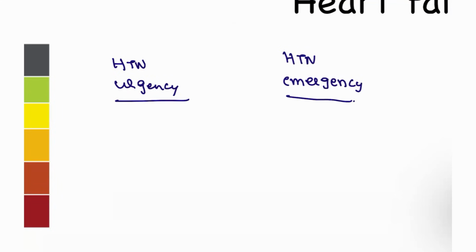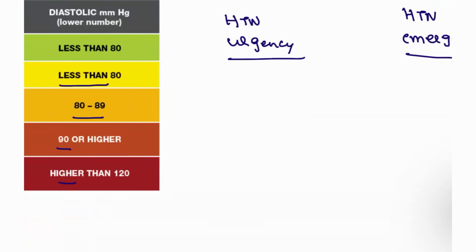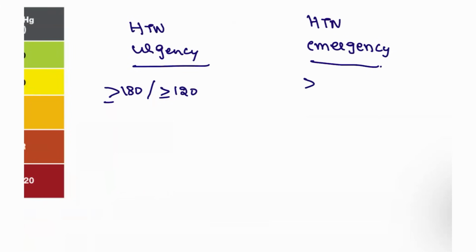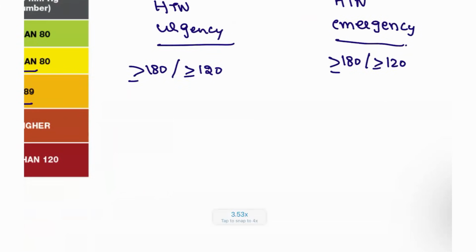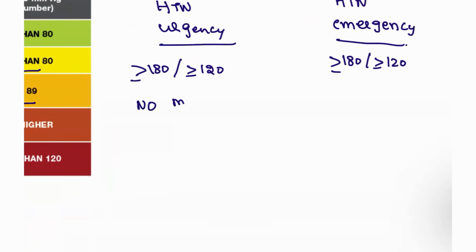So what is meant by hypertensive urgency? Again, more than 180 or more than 120. Okay, same as here, more than 180 or more than 120. So what happened? Urgency means no organ damage, no multi-organ damage. But here, multi-organ damage will be present.